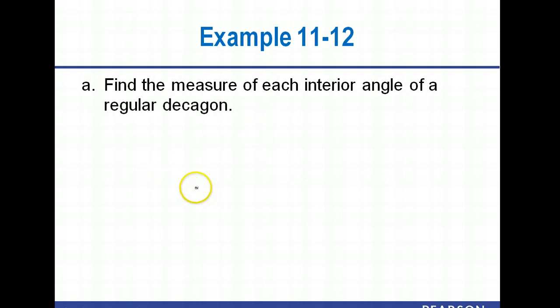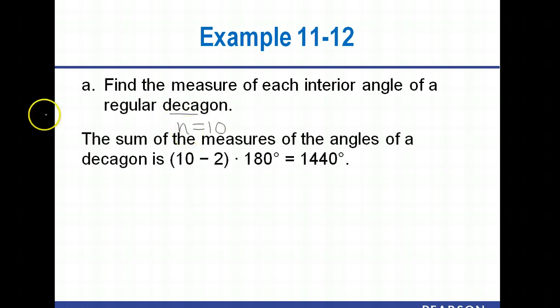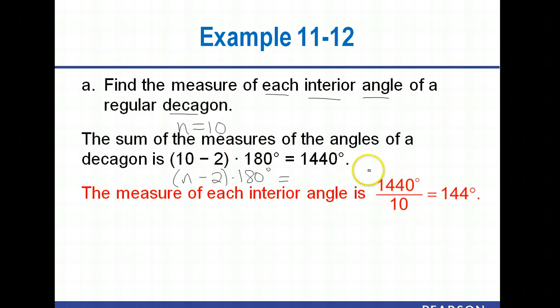Okay, so let's find the measure of each interior angle of a regular decagon. Remember, a decagon has how many sides? That's 10, right? Deca meaning 10. So we know the sum of the measures of the angles of a decagon is 10 minus 2 times 180. Remember, that's our formula, n minus 2 times 180 degrees, right? So if n is 10, we just plug it in. So the sum of the measures of the angles of a decagon is 1,440 degrees, but it wants each interior angle, right? Which means if this is the total, how do I get the measure of a single one? I divide by the number of sides, right? So I take my 1440, divide by 10, and I get 144 degrees.